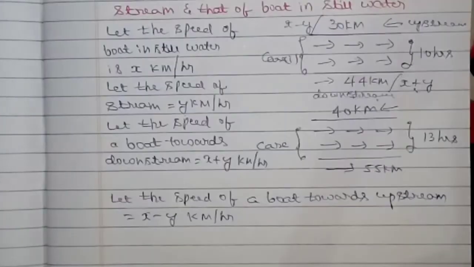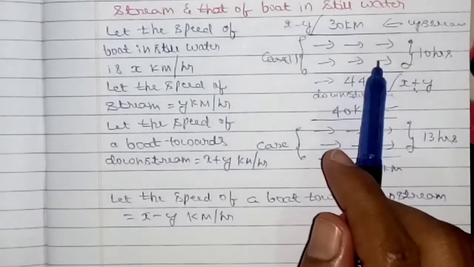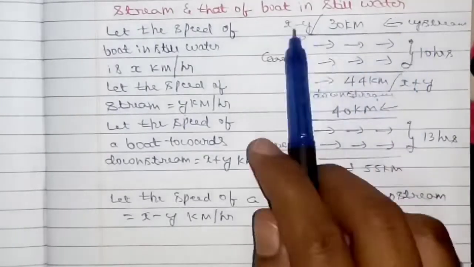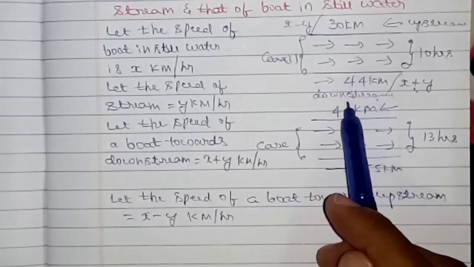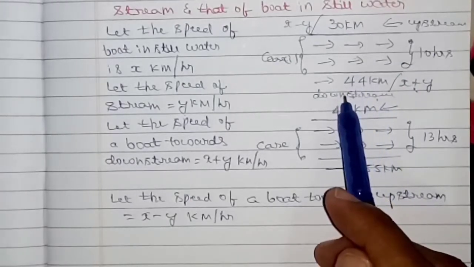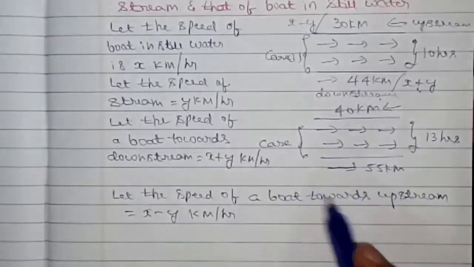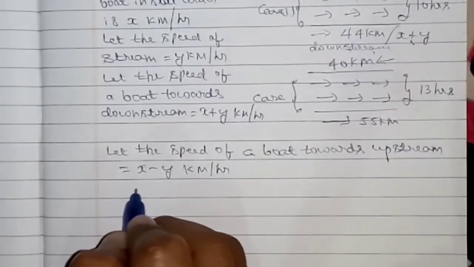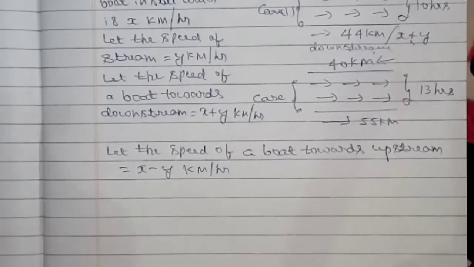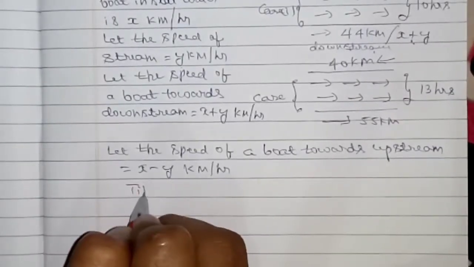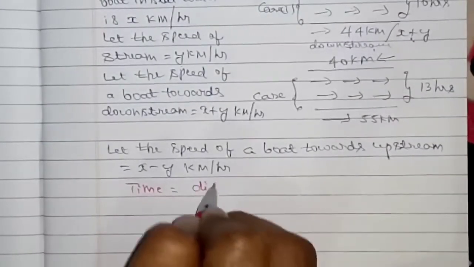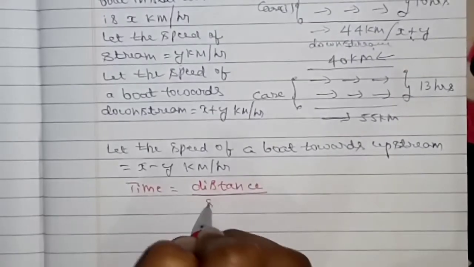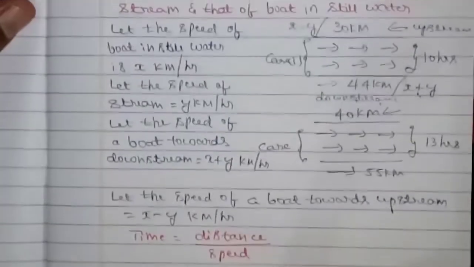Now what is the total time taken by the boat, towards upstream and towards the downstream? How will you find the total time? By using the time formula. What is the formula to find the time? I think you know the formula, right? Time is equal to distance upon the speed. Now what is the distance here?